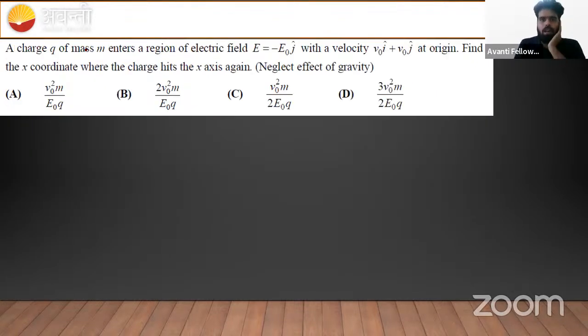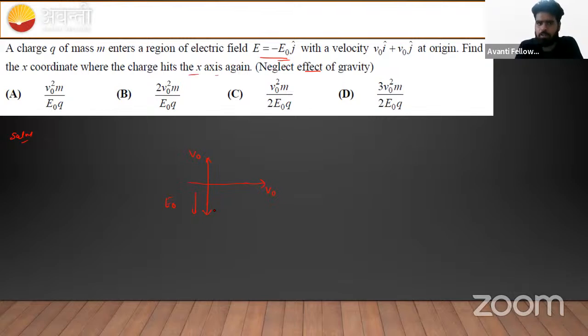This question asks: a charged particle of mass m enters a region where the electric field is in the negative Y direction. Here, if this is the x-axis and y-axis, the field acts in the downward direction, and the value of the field is the constant E naught. The velocity given is V naught in the x direction and V naught in the y direction. Gravity is neglected. We have to find out when the charged particle hits the x-axis again.